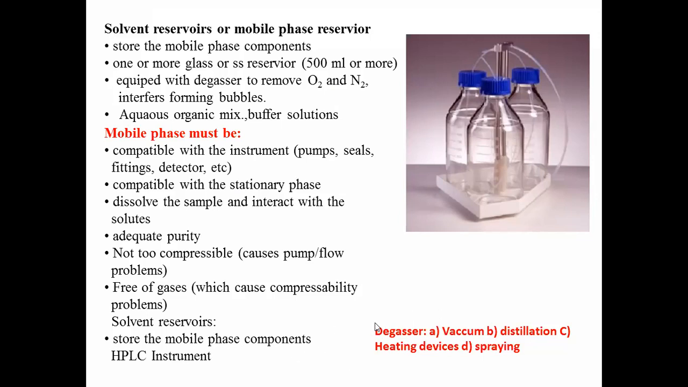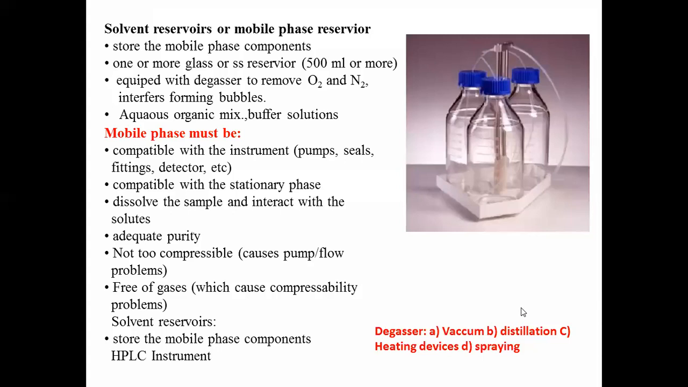So many types of degassers are used in the solvent reservoirs. Many types of degasser systems are used to remove contaminations, that is the impurities, as well as the dissolved gaseous material. Among them, the first one is vacuum. With the help of the vacuum system, we can remove the dissolved gaseous material.